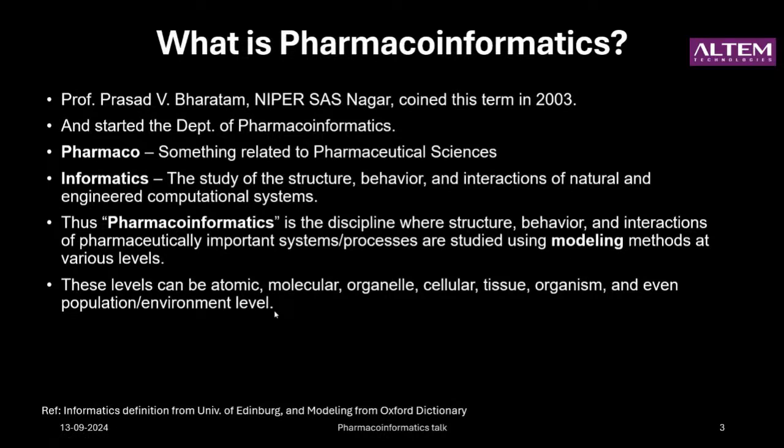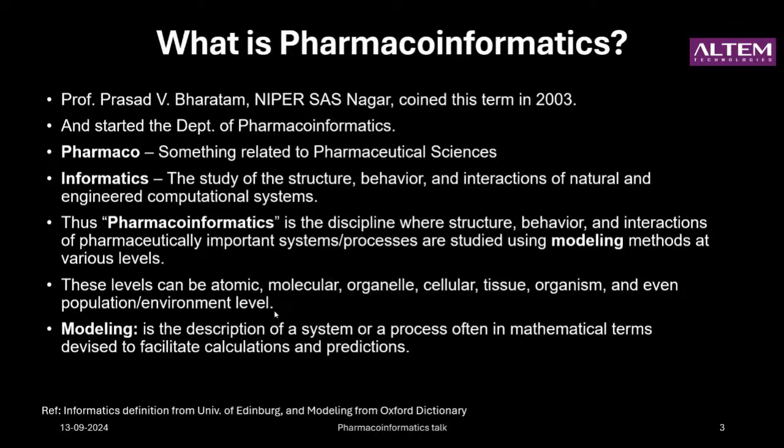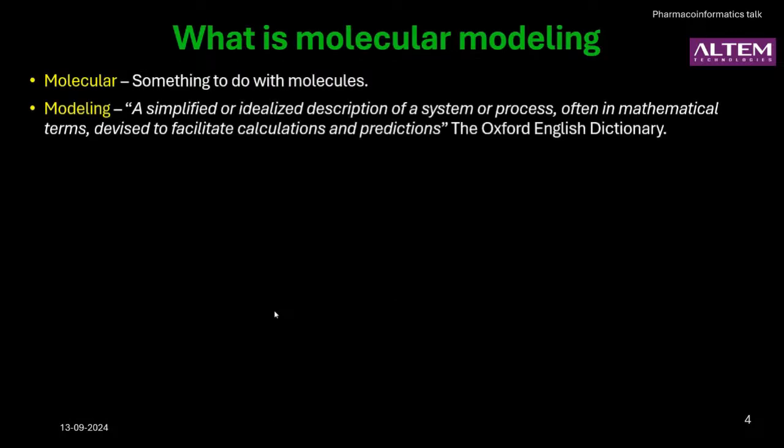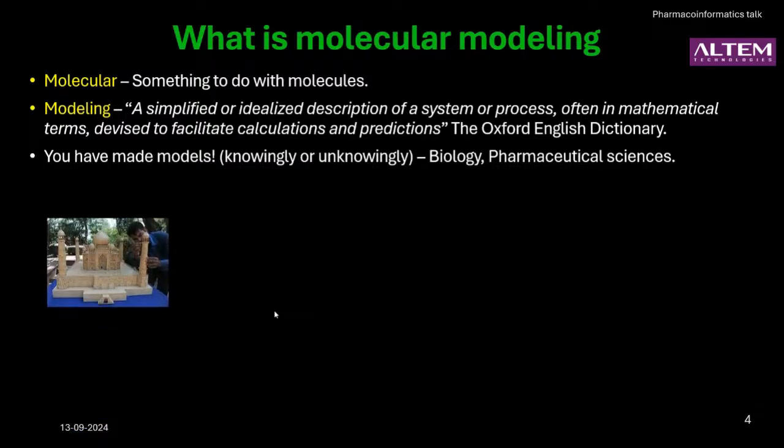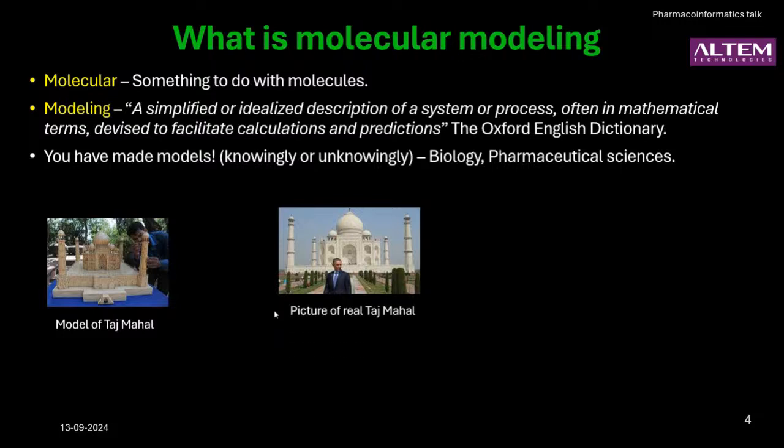So what does this modeling mean? It means a simplified or idealized description of a system that allows you to calculate properties and make predictions. Here is the definition as given by the Oxford English Dictionary. Whether you know it or not, you must have made models, whether you are studying biology or other areas of pharmaceutical sciences or chemistry. You have developed models. Looking at models like these, which one is the real Taj Mahal? None of these is the real Taj Mahal. All of them are models.